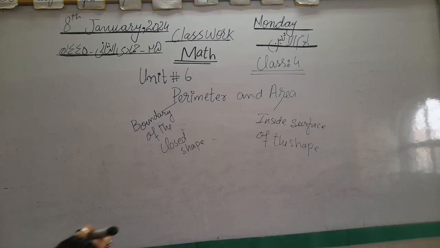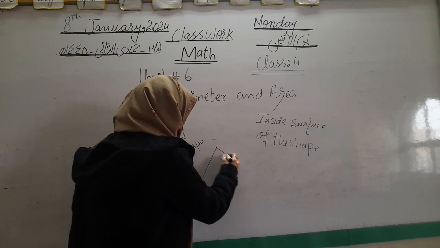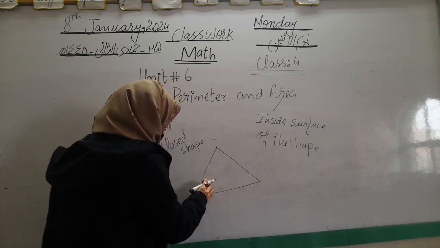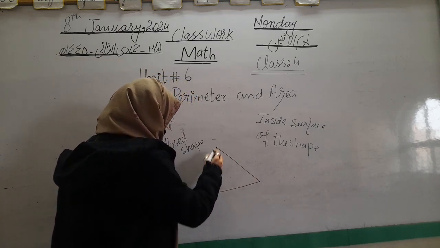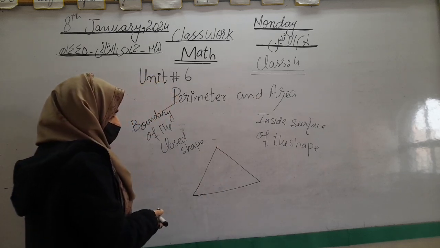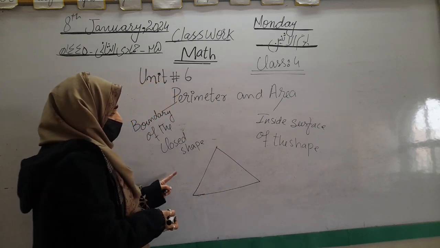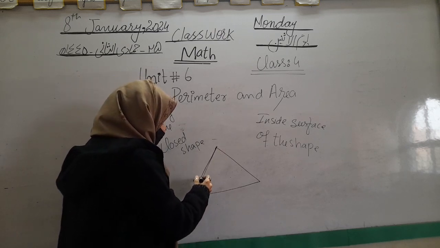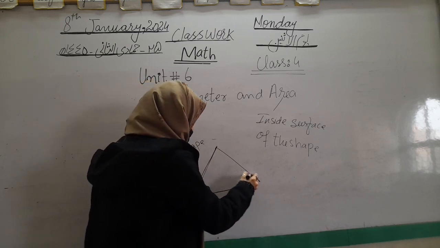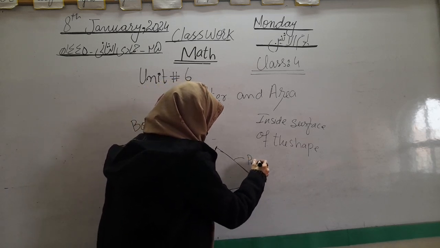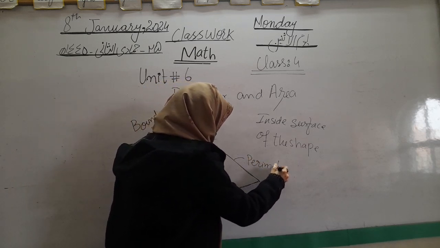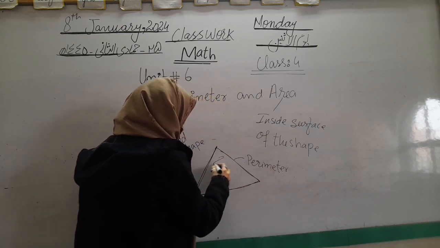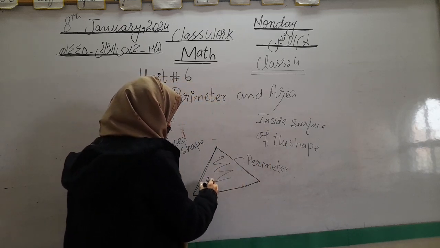And from shape you can say that if we have a red triangle, this is a triangle. Tell me what is the perimeter of this triangle? Good. The boundary of this triangle is the perimeter. And the inside surface is the area.